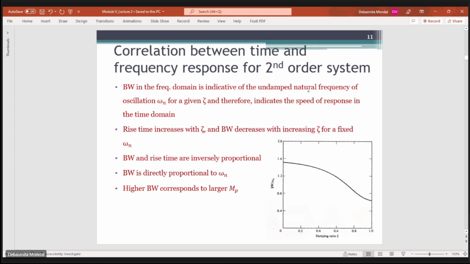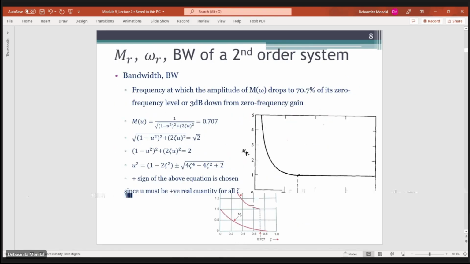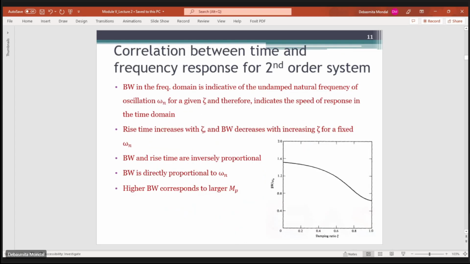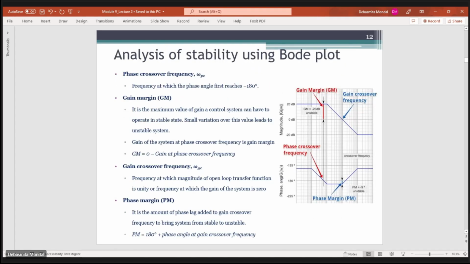Okay, and we can also say that the bandwidth is directly proportional to the value of omega n, because here we have seen that the bandwidth is equal to omega n multiplied by this factor. So bandwidth is directly proportional to the undamped natural frequency of oscillation of the system. And also, a higher bandwidth corresponds to a larger value of the peak overshoot that is present in the step response of a second order system.